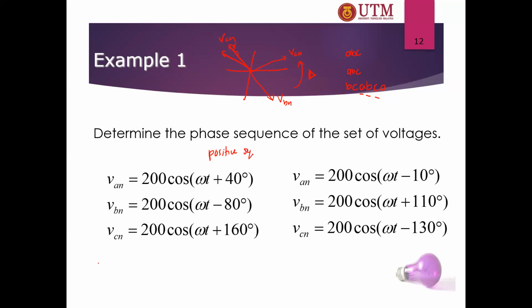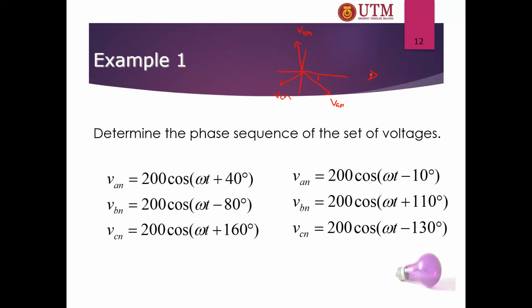Next is the second system. You start with this one, negative. This one is your VAN, and then you have your VBN positive, meaning that you have it like this. So this one is your VBN, and the last one is your VCN, which is negative 130 degrees.